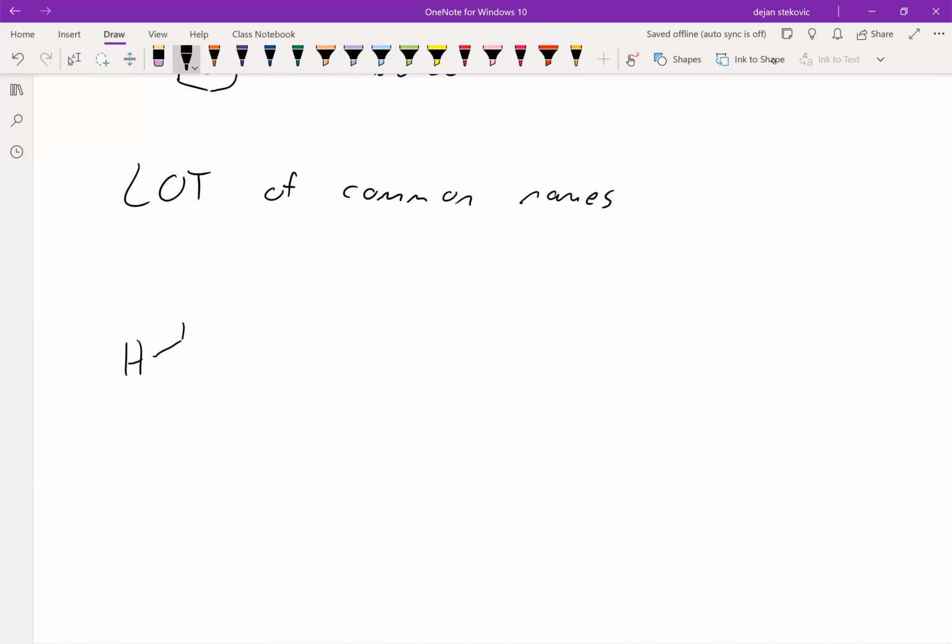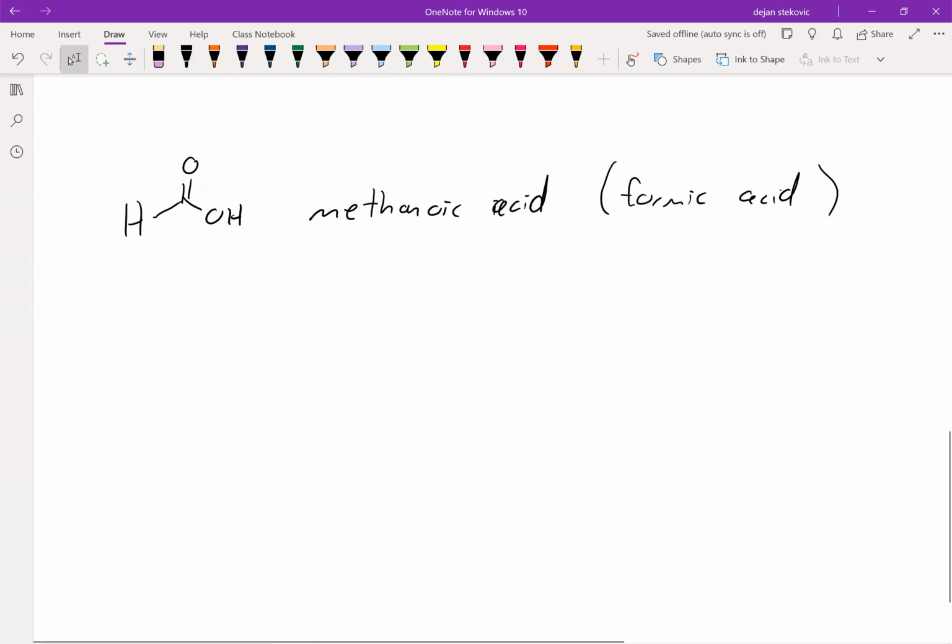So we start off with just 1 carbon long. The IUPAC name, we'll call that methanoic acid, right after methane. However, the common name is formic acid. And formic acid is more commonly used.